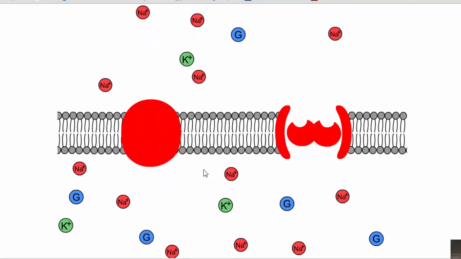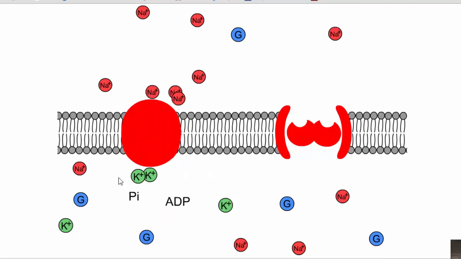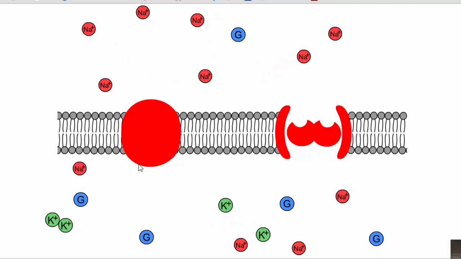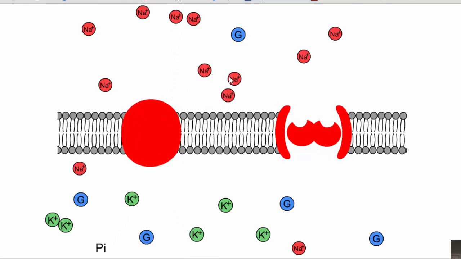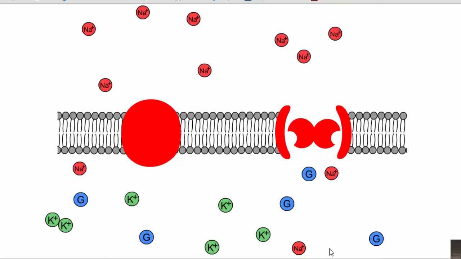So you can see here this molecule is gathering sodium on one side and potassium on another. The ATP comes in. It releases the energy by breaking into ADP and a free phosphate ion here. And now we have a buildup of sodium. So sodium can go to the symport and thus pull the glucose in.